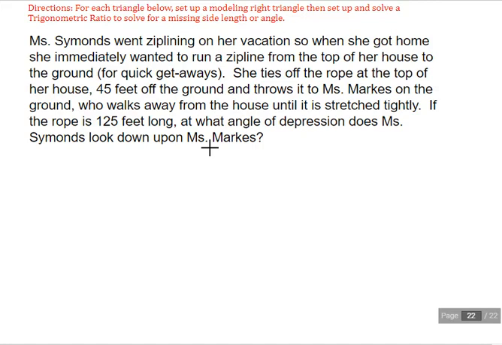Wow, okay. So this is going to be kind of similar to the last question where we have an angle of depression we have to find. But again, I'm just going to worry about drawing the picture. I'm sure we'll figure out the triangle as we go.